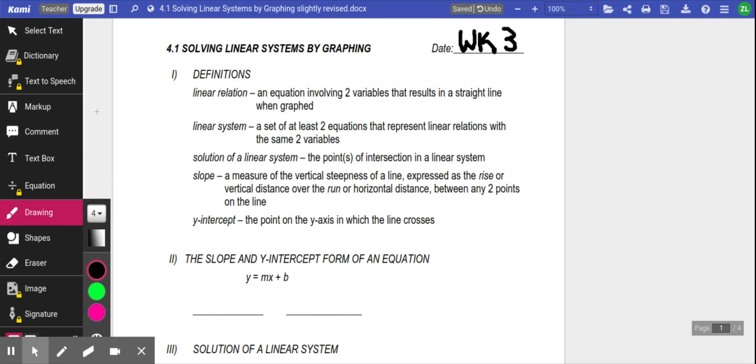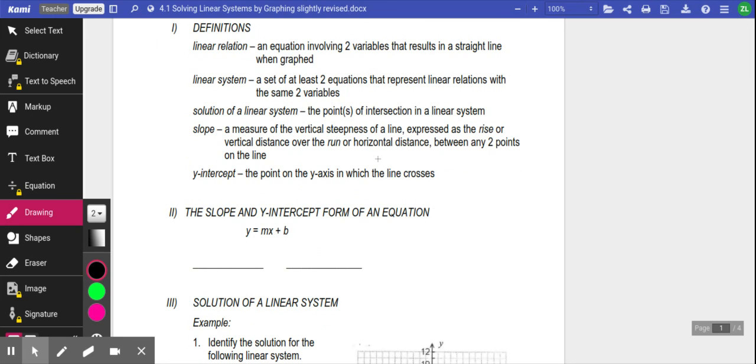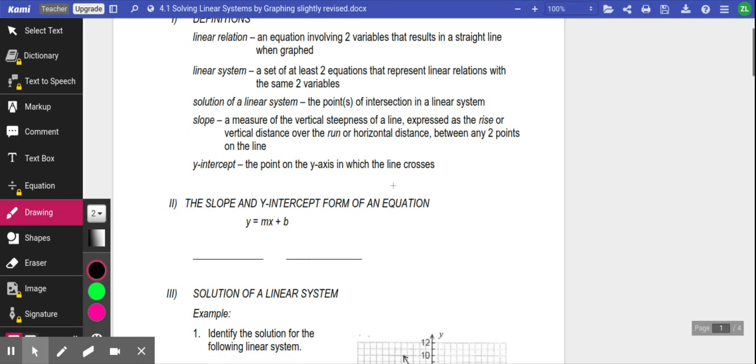So lesson 4.1, we're starting a new unit today, is solving linear equations or systems by graphing. A linear relation is an equation involving two variables that results in a straight line when graphed. Everything we've been doing so far in Unit 3 is basically a linear relation. A system is a set of two equations that represent linear relationships with two variables. And the solution is the point in which those two lines intersect.